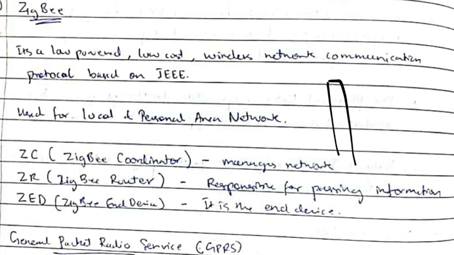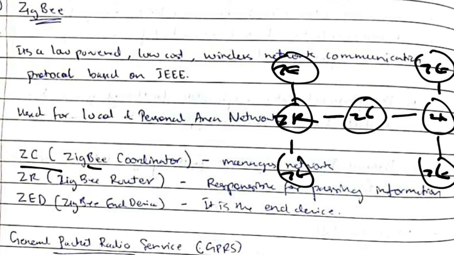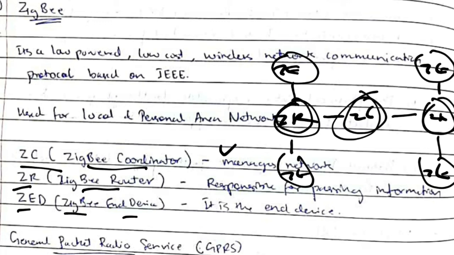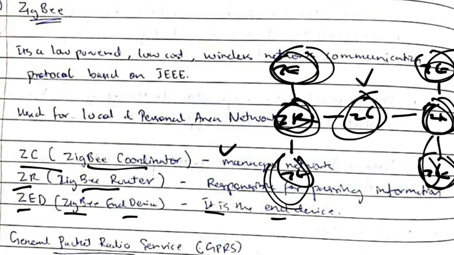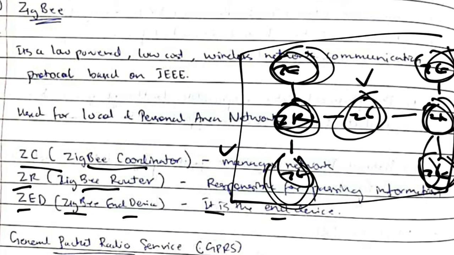So it consists of three components. First one is the ZigBee coordinator, which manages the network, the main part here, and the ZR, which is the ZigBee router, which is responsible for connecting other devices and transferring the information. And the ZigBee end device is the end device, which means the main devices which are connected here. Okay, so this is the main route. It will have the routers here, which will connect the devices. Okay, so this is the rough diagram of the ZigBee connection.